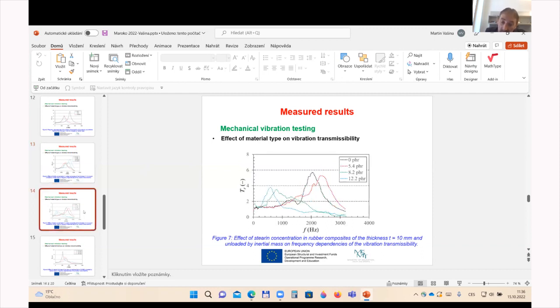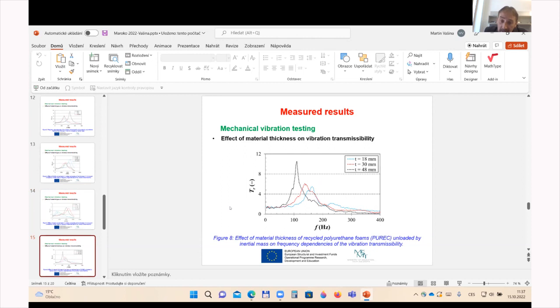Oppositely, it was found in the case of the effect of styrene concentration in rubber composites. You can see that with the increasing concentration of styrene, the first resonance frequency is decreasing. For this reason, the higher concentration of styrene has a positive effect on vibration damping of these rubber materials.